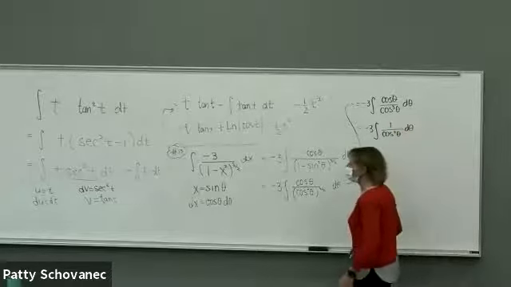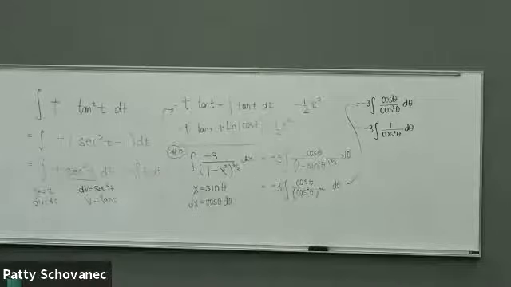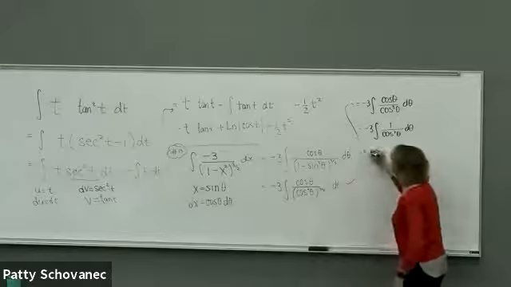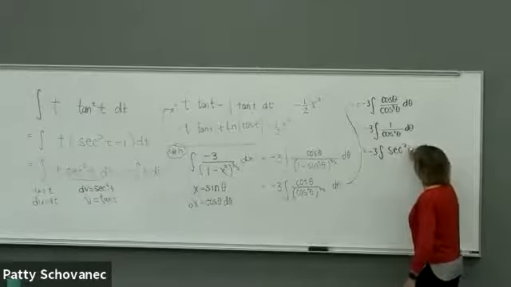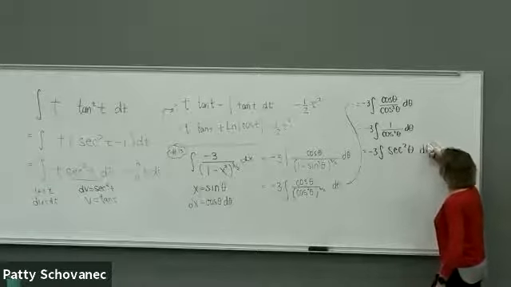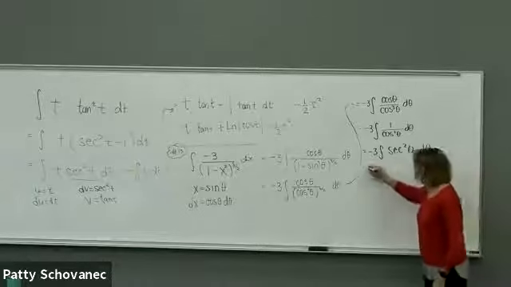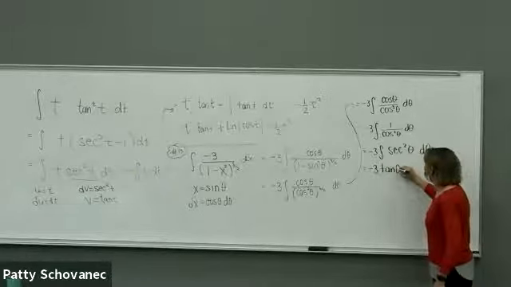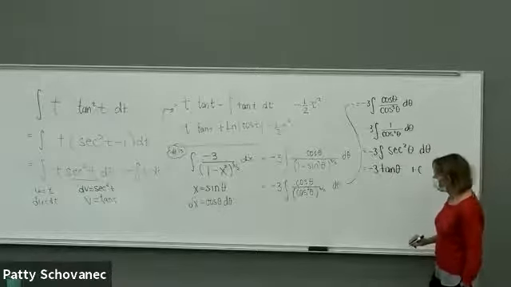Any suggestions on how to handle the integral of 1 over cosine squared? Make it a secant squared. That's right. And we know the integral of secant squared, right? That's a tangent. So all I'm going to do is get the tangent back in terms of x.